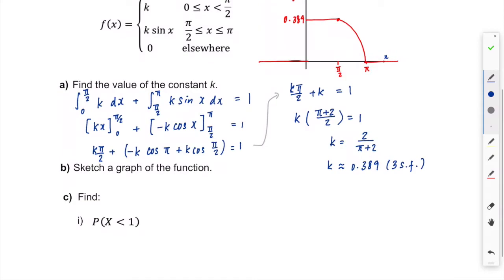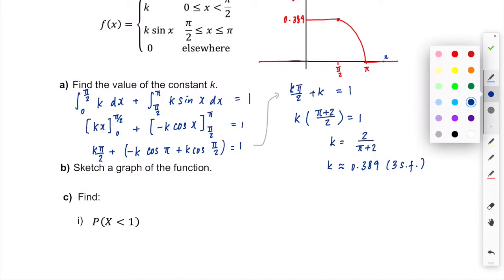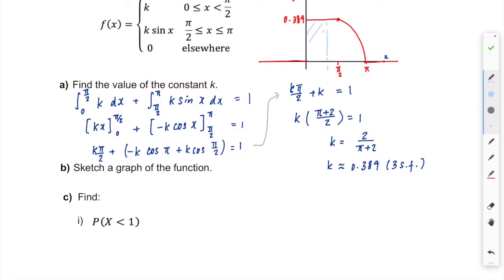Part C. Find p of x less than 1. So I know that the value of pi over 2 is like 3.14 divided by 2, so that's slightly higher than 1. That means that in this part, 1 would be somewhere here, let's assume, and we're looking for this area, okay? So knowing the relationship between probability of continuous random variables and area or integrals, this can be found by going from 0 to 1 of the function k. But now we know that this is 2 over pi plus 2 dx.